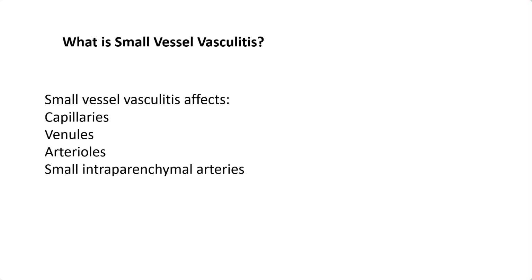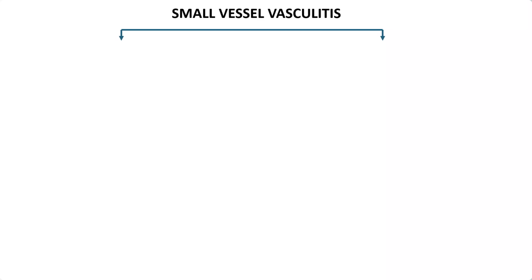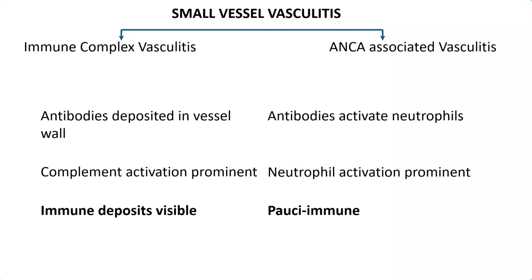Basically, it's inflammation of the blood vessels which affects capillaries, venules, arterioles, and small intraparenchymal arteries. Though the name says small vessel vasculitis, sometimes medium vessels may also be involved. So what are the two different types of small vessel vasculitis based on the pathogenic mechanism? One is immune complex vasculitis. Another one is ANCA-associated vasculitis, anti-neutrophil cytoplasmic antibody associated vasculitis.